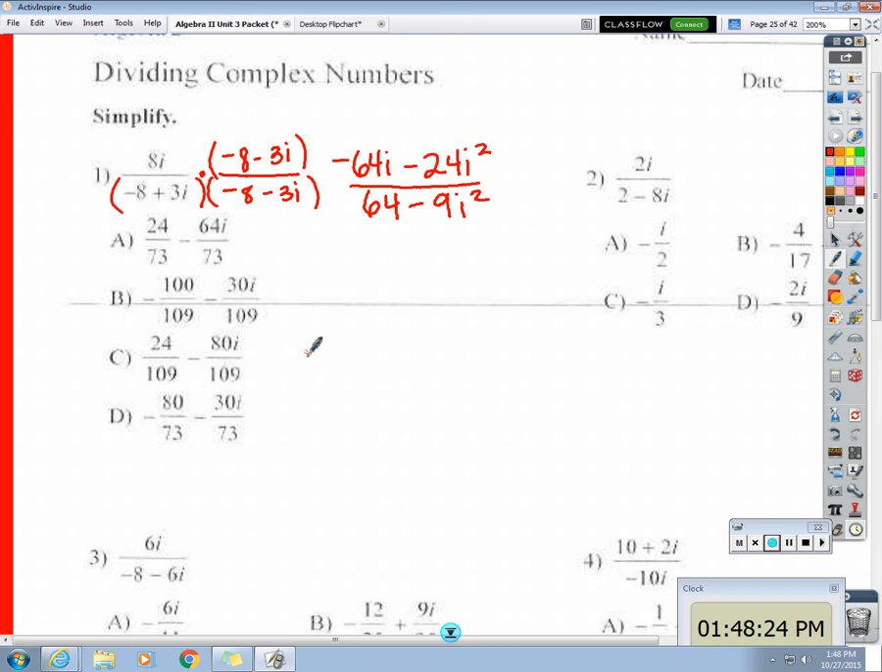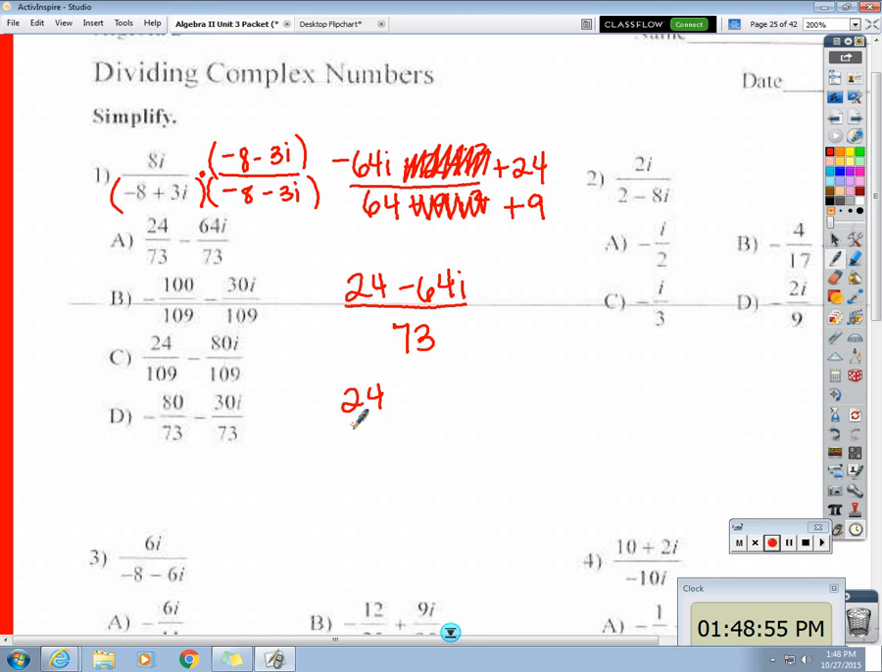Okay, now what could be done in the numerator? Right, that negative 24i squared will become a positive 24. So now how do I write the numerator? Right, you always put the real number first. Okay, what can be done in the denominator? That minus 9i squared becomes a plus 9. So what's 64 plus 9? 73. And before you really even split it apart, you can see the right answer since you have choices. What's the right answer? A.